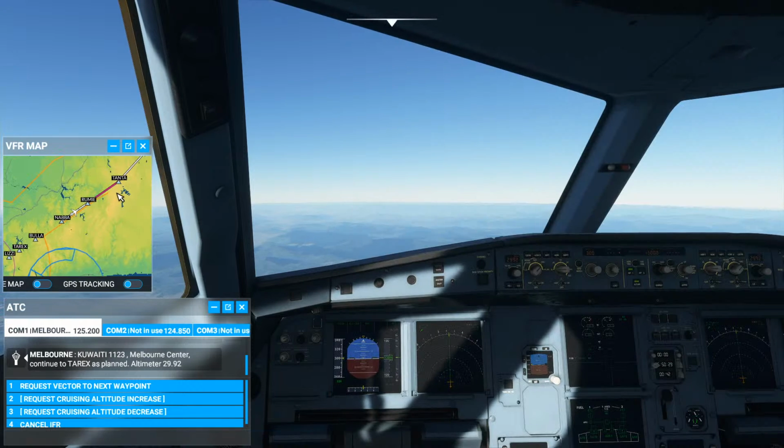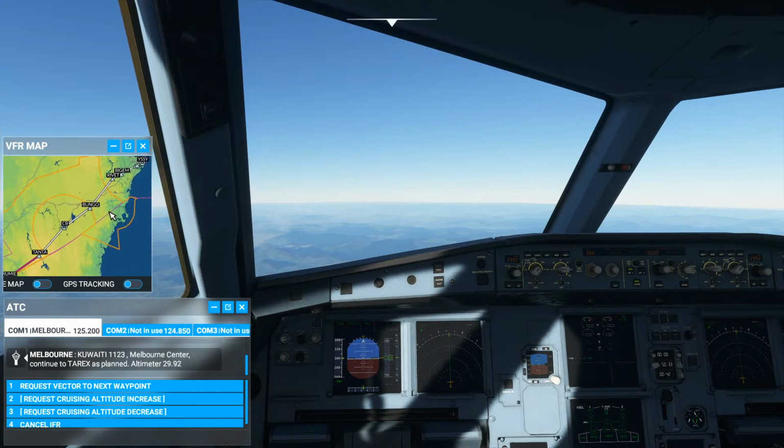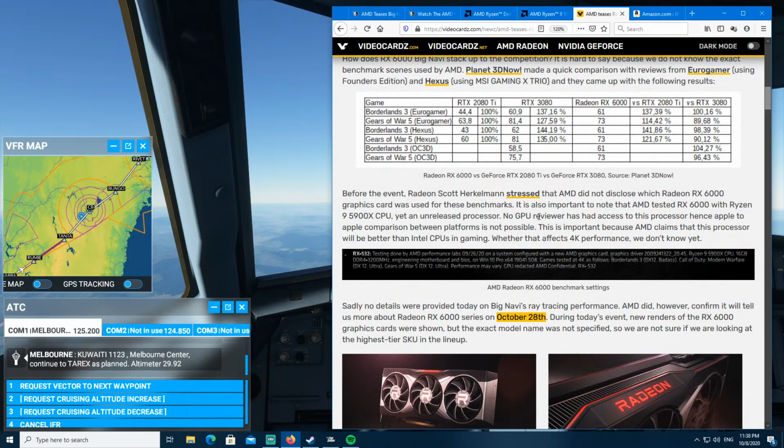Let me check here. How am I doing here on the flight? That's pretty good. We're moving fast, actually. Really fast. It's quite quiet. ATC is quiet. So yeah, that's the teasing of Big Navi.